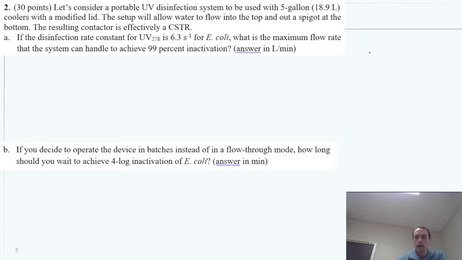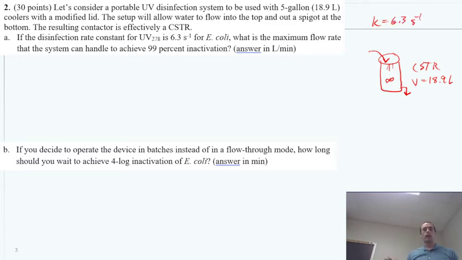Okay, so first thing I'll do here is draw our system. Got a cooler system with a light at the top, flow coming in, flow going out, and it's well mixed enough to call it a CSTR. We know the volume, 18.9 liters for a 5-gallon cooler. And we know our K is 6.3 per second.